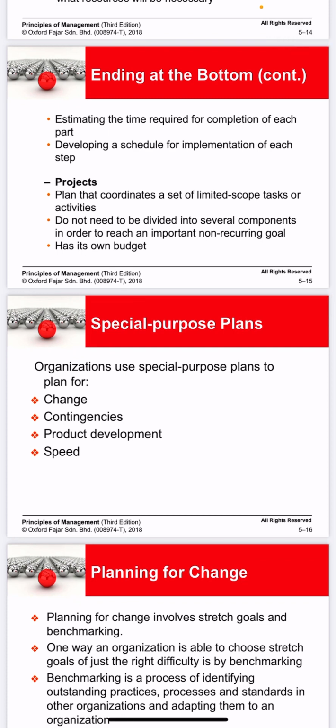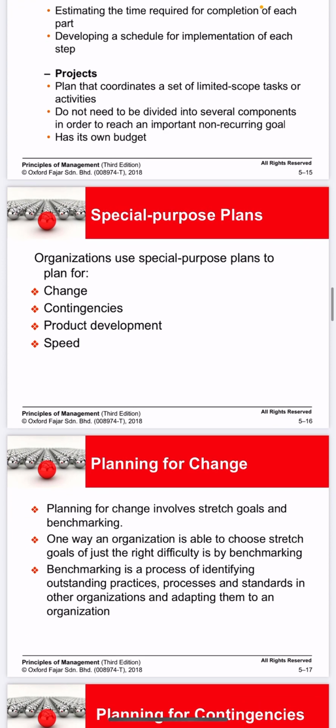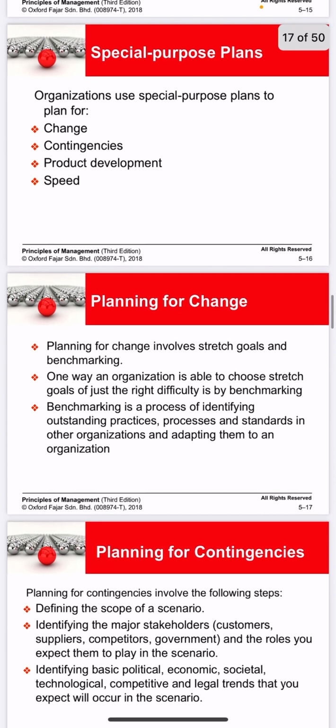Actually it is for change, contingency, product development and speed. Those four elements are involved in the special purpose plan. Usually it involves contingencies. Planning for change involves stretch goals and benchmarking.